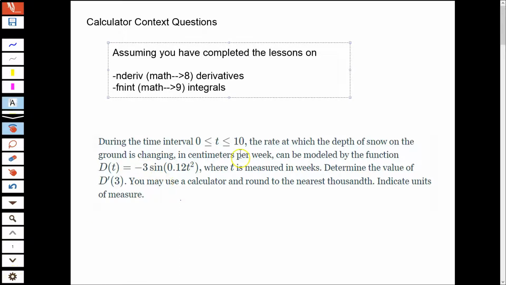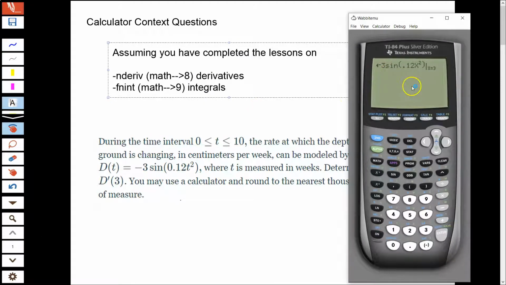This says that this function d represents the rate at which the depth of the snow on the ground is changing in centimeters per week. And we want d prime of 3, so we want the derivative of d at t equals 3. I've typed this into my calculator using the n derivative function, and you can trust me that I've done this correctly. It should look about like this.